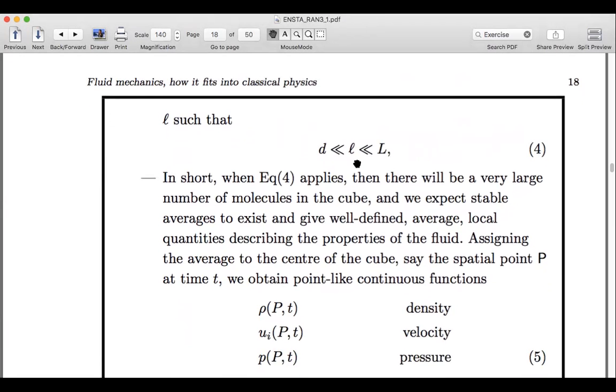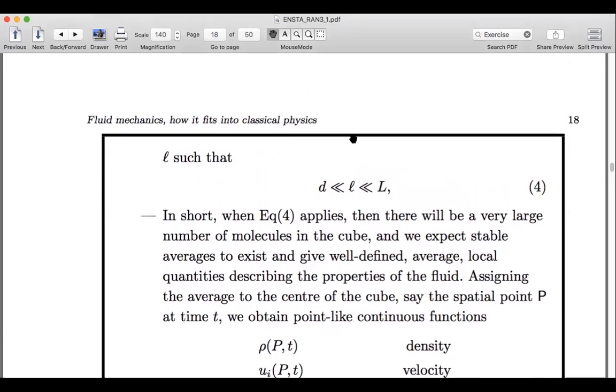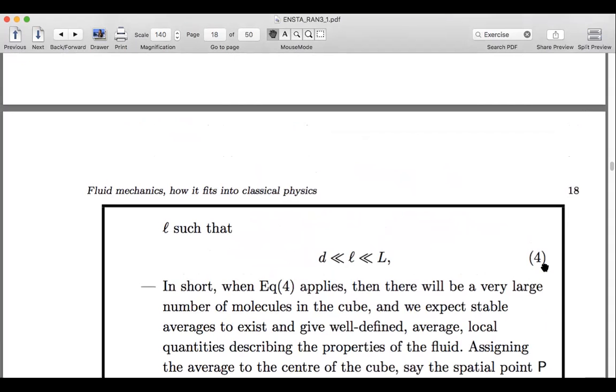I've already mentioned that for air at room temperature and atmospheric pressure, the mean free path is on the order of 60 nanometers, so 6 times 10 to the minus 8 meters. So it's extremely small, whereas typically in engineering applications, we're interested in length scales that depend on the application, of course, but centimeters, meters, perhaps millimeters in a very small apparatus. But even millimeters is a million times larger than a nanometer, right? So we typically have this possibility of choosing a length scale that would satisfy these inequalities in equation 4.